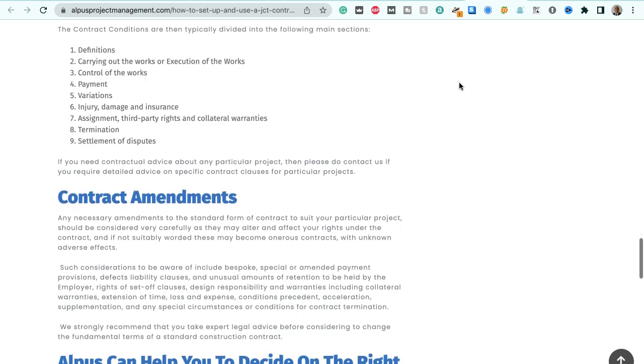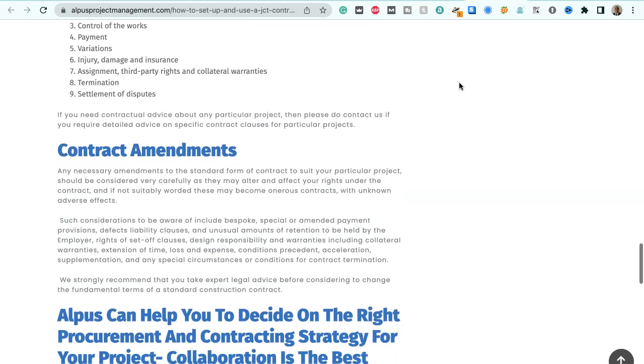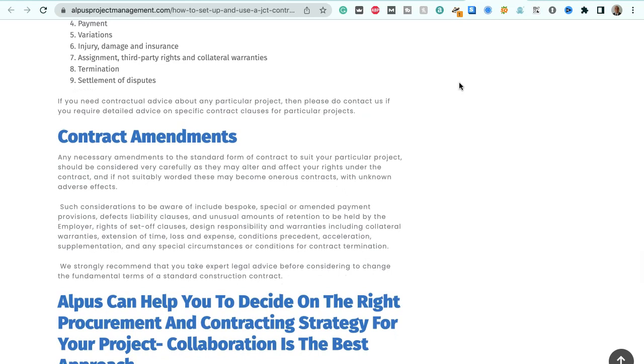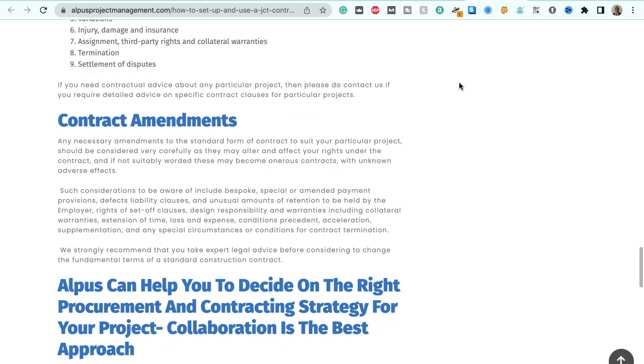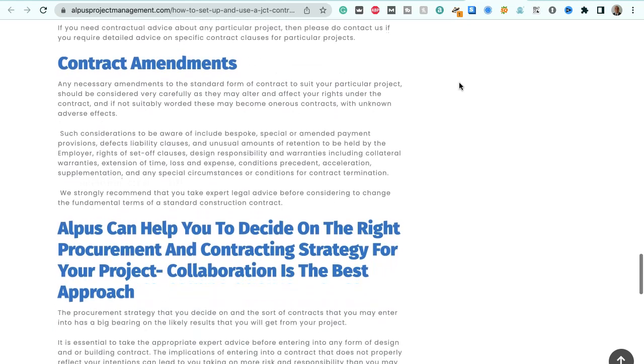The contract conditions are then typically divided into the following main sections: 1. Definitions, 2. Carrying out of the works or execution of the works, 3. Control of the works, 4. Payment, 5. Variations, 6. Injury, damage and insurance, 7. Assignment, third-party rights and collateral warranties, 8. Termination, and 9. Settlement of disputes.